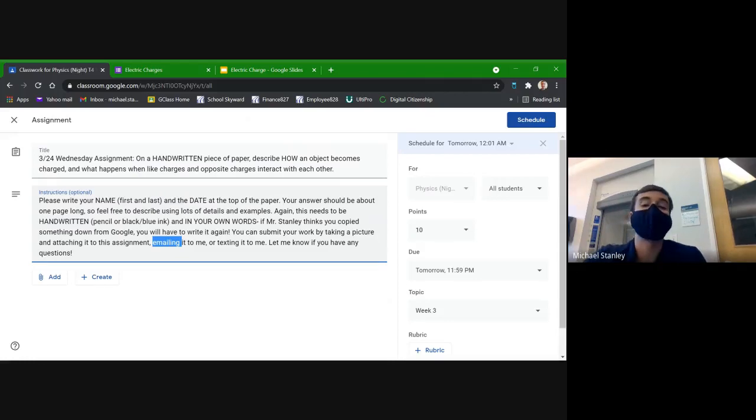Oh, so this does have a grade associated with it, but it is not a grade of how well you described charges. It's basically a completion grade. As long as you turn in the assignment to me, then you'll get full credit. I'm not looking to make sure you have a perfect understanding of how this stuff works. I just want you to do your best at writing it down in your own words and then turning it in to me. So again, that'll be the assignment for tomorrow for your daily attendance credit: handwriting on a piece of paper how objects become charged and what happens when you bring positive and positive, negative and negative, or positive and negative charges together.